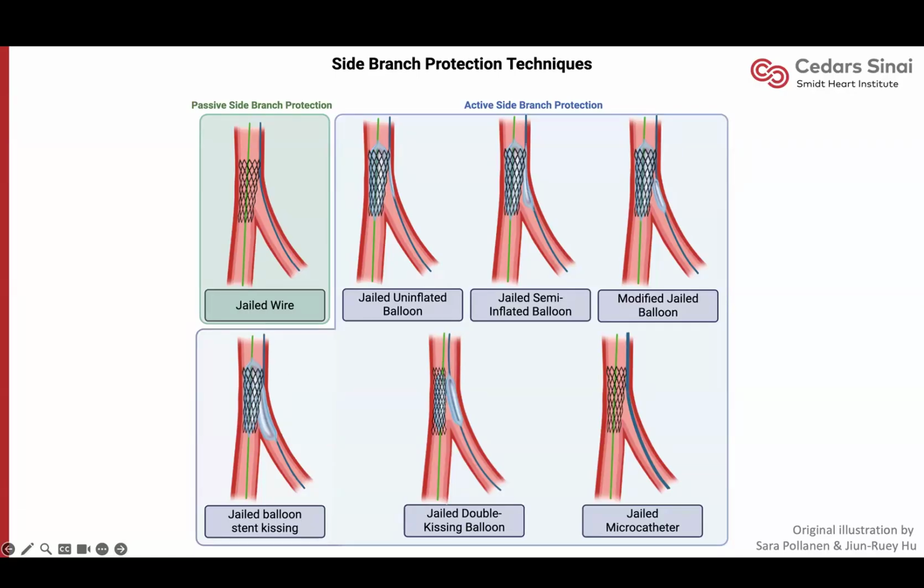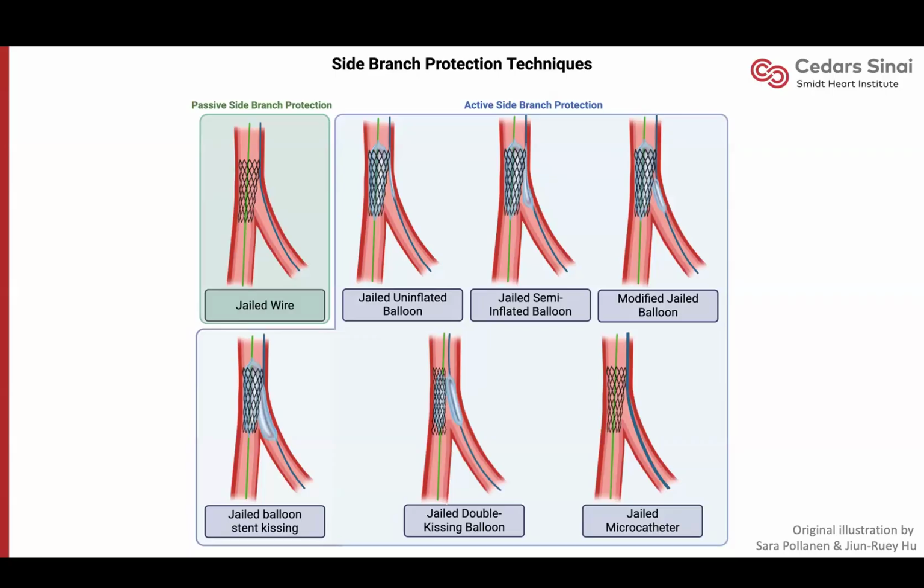In the jailed balloon stent kissing technique, the side branch balloon is inflated at low pressure, 6 to 8 atmospheres, while the main vessel stent is deployed at nominal pressure. After the jailed side branch balloon is deflated and removed, with the wire left in the side branch, the main vessel stent balloon is fully inflated to correct any stent deformation that was present during the initial inflation.